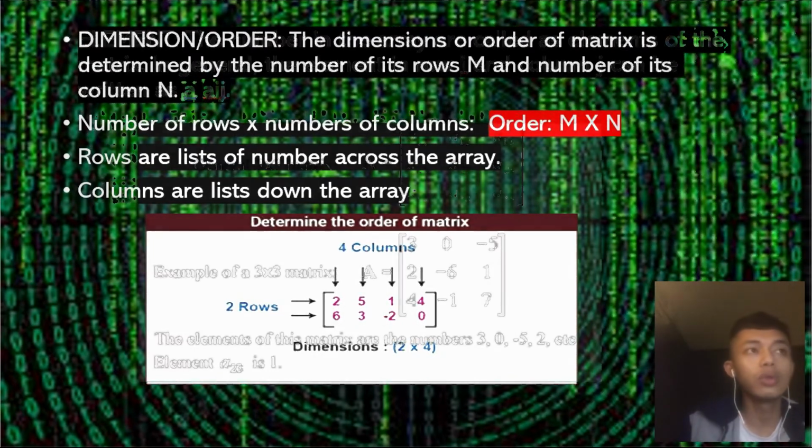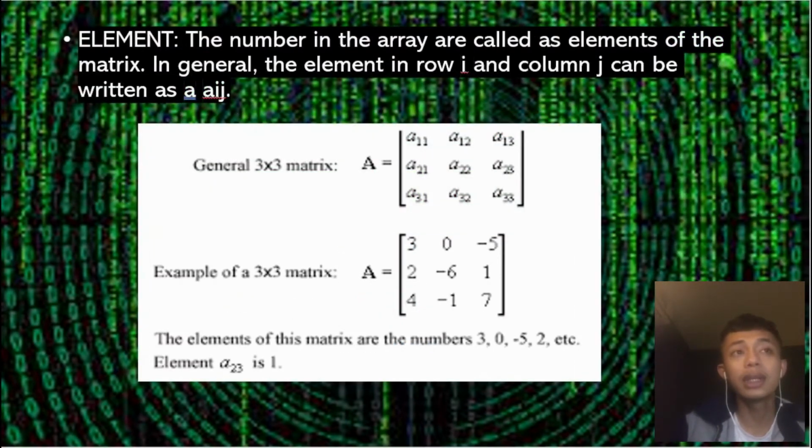Next, we're going to move into element, which is the numbers in the array, called the elements of the matrix. In general, the element in row i and column j can be written as the letter a, i, j. This is an example for the element. So the element of a 2, 3 is 1.